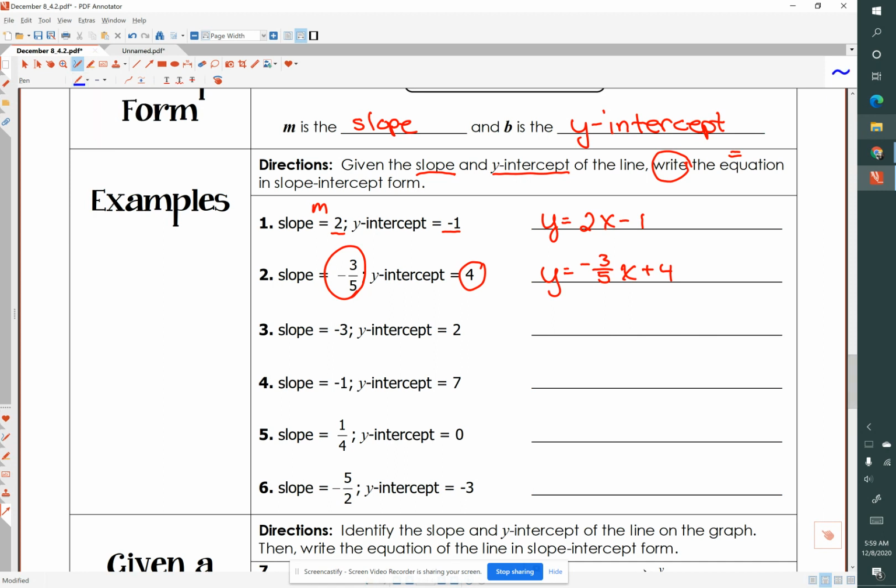Okay, let's see how you did. So the slope is -3, the y-intercept is 2. So the value of the function at y is equal to -3 times the value of x plus 2. Number 4, we have a slope of -1 and a y-intercept of 7. So the value of this function at y is equal to -1x. And then what happens? What happens when we have -1x? We have an invisible 1. Hope you got that on your own. Good job. So that would be -x plus 7.